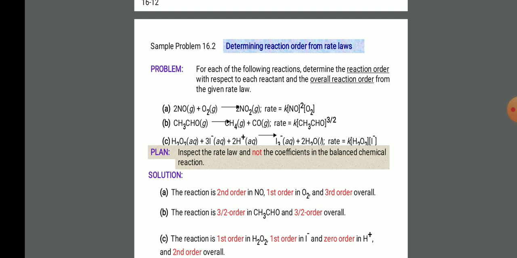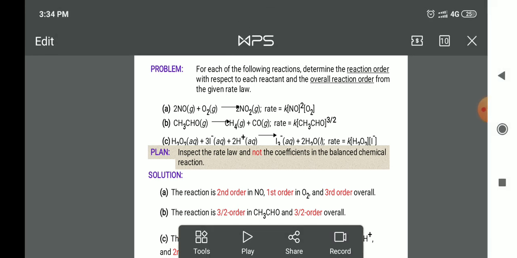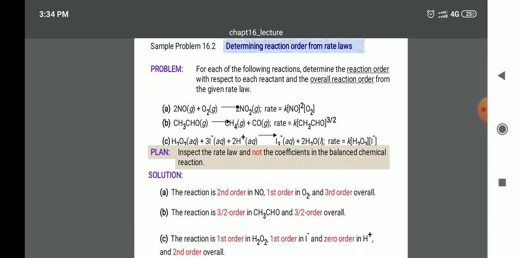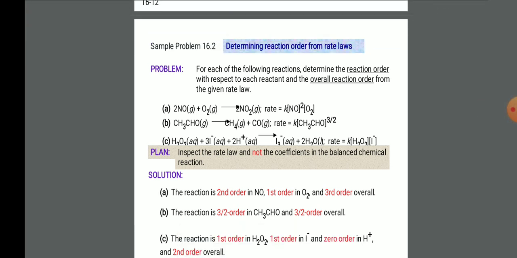The solution: firstly, there are three examples of the rate law. Inspect the rate law and the balanced chemical reaction. First, the solution of these three reactions. The first reaction is second order in NO and first order in O2, to give an overall reaction that is third order.